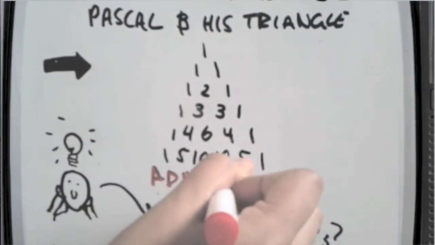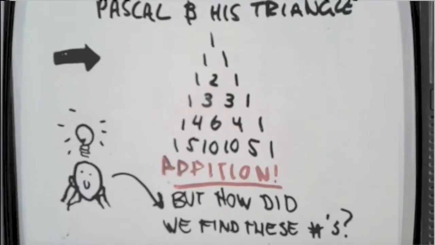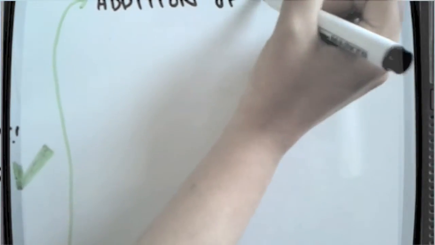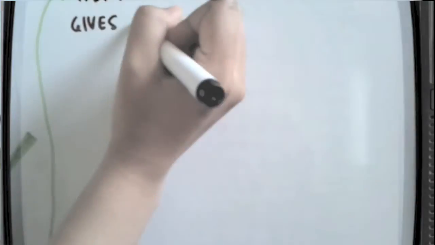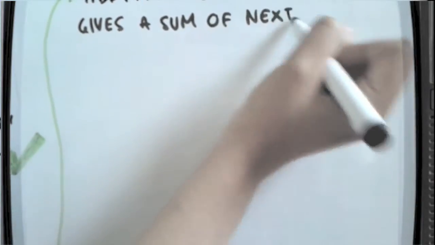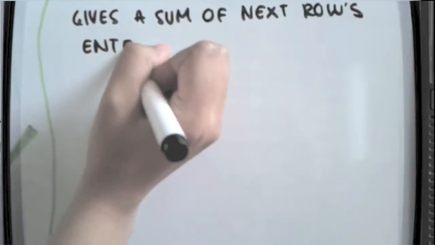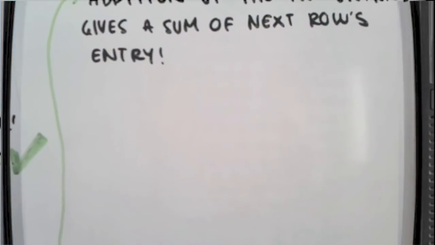So as we continue, we can see that addition is involved to find the next few terms. So how can this help us solve problems? Well, adding the two entries to find the next row creates a sort of pattern that can be involved in the same diagrams that we used before.